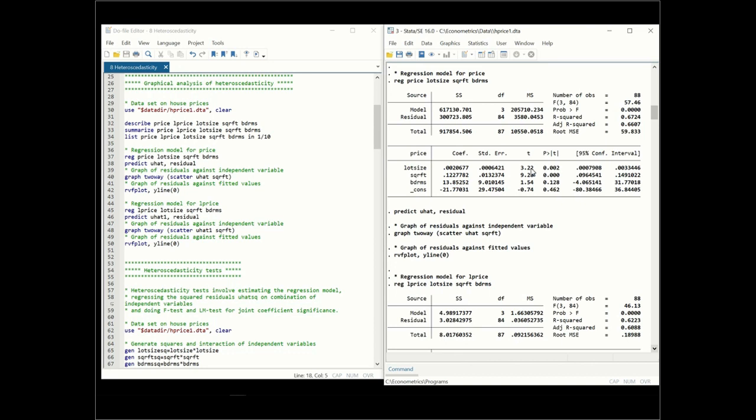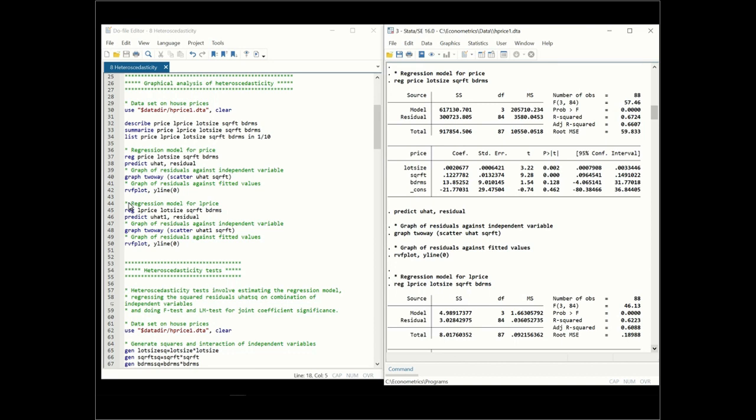So in order for us to start with the graphical analysis of heteroscedasticity, the first thing we are going to do is predict. We're going to call this new variable u hat, and then comma residual is picking up the residuals from this regression. And then we would be doing graph twoway, and then the scatter graph of u hat against the square footage. So I just picked up one of the independent variables, and we will be plotting the residuals against one of the independent variables.